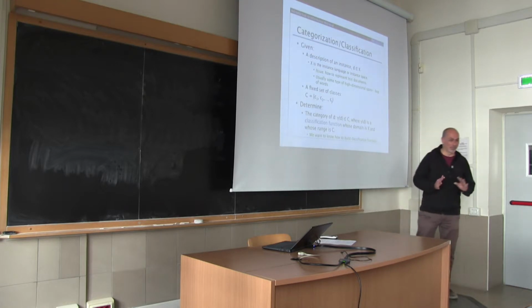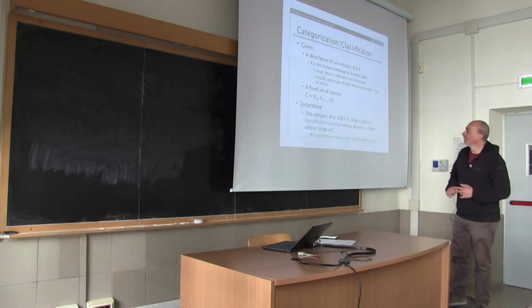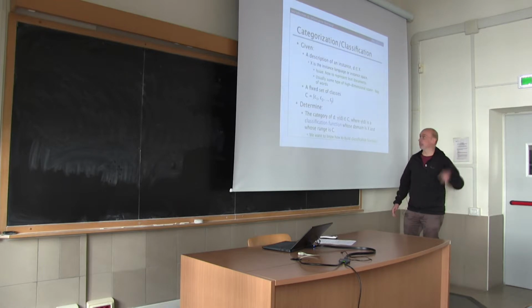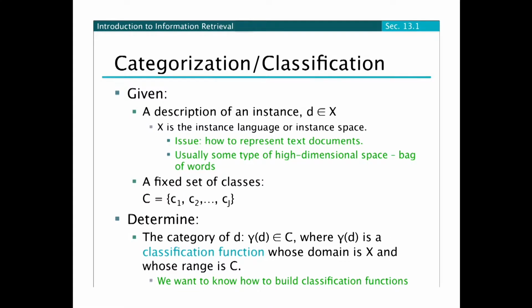I mean, in research, normally that's what you do. So we are given a set of classes, and we are given the description of one instance. So what is one instance here? What is one instance?